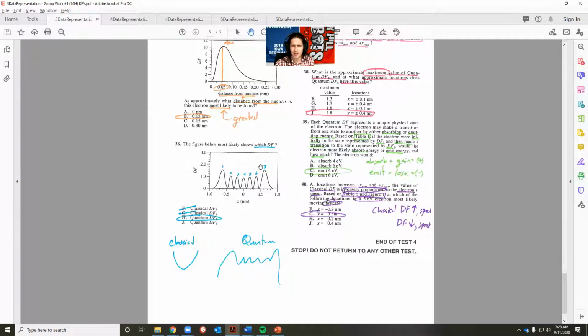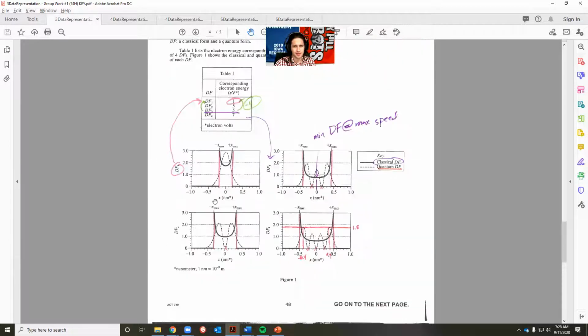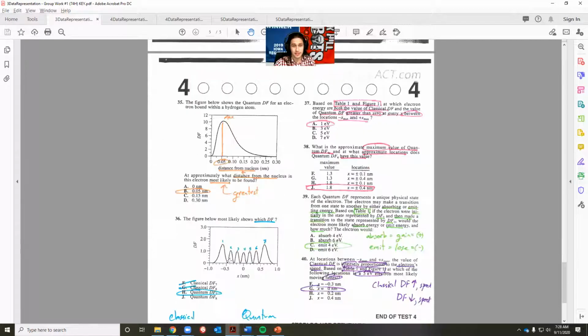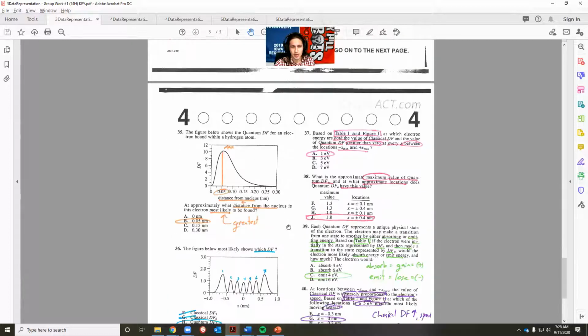Question 36. A lot of people ask me about 36. Oh, duh. What is that? Well, how am I going to know if it's classical or quantum? This is that answer pair thing I'll be talking about later. Well, what's the difference between classical and quantum? Classical's U's, quantum's humps. This is humps. I can immediately cross out the classicals. And is it 7 or is it 8? It's a counting game at that point.